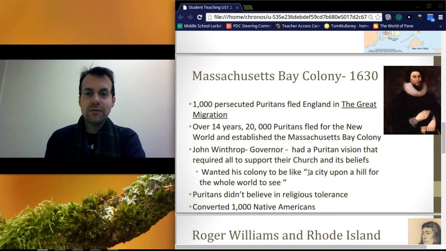This guy John Winthrop, the governor, talked about a city upon a hill, and that language is used in American history up until the present, especially in the 1984 presidential election. But the idea of a shining city on a hill, that America would be this beacon, this example for the rest of the world.